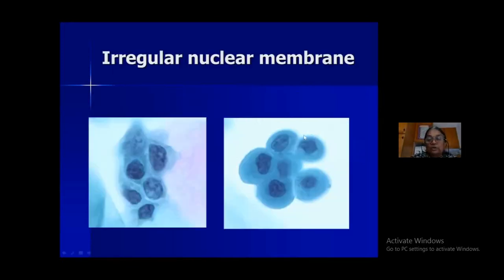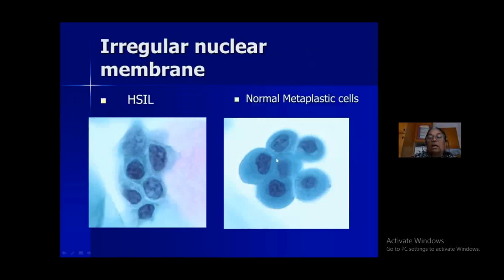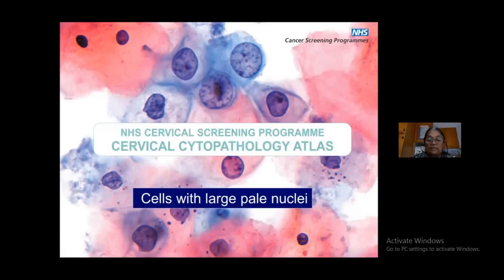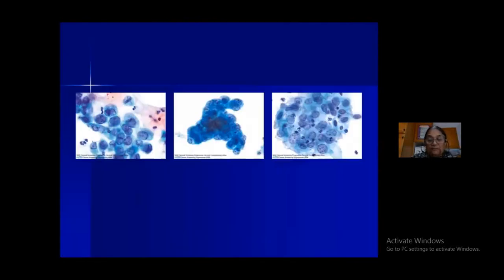What about irregular nuclear membrane? Normal metaplastic cells, now in LBC, you can see them so well, show irregularity of the nuclear membrane, and still this is normal. While HSIL does not have an irregular nuclear membrane, but the chromatin distribution irregularity is present here. With this, there is no chromatin distribution irregularity, so it is negative.